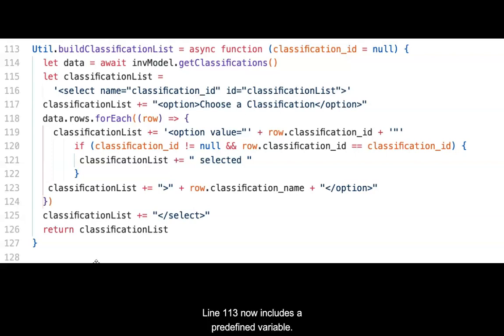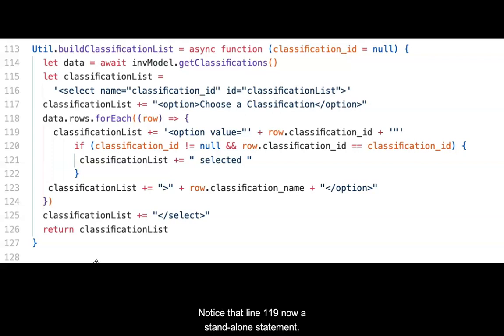Line 113 now includes a predefined variable. The classification ID can be sent into the function as a parameter or not. If not, the function behaves as it did originally. If it is provided, it is then used in the if control structure on line 120.